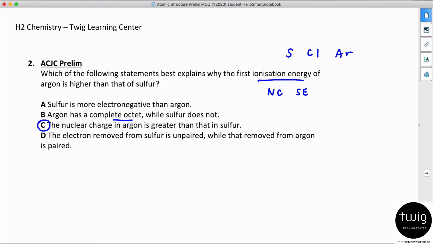As you go across the period, from sulfur to argon, the nuclear charge increases because there are more and more protons. Shielding effect is approximately constant, which means there's an increase in effective nuclear charge. The valence electrons are drawn more closely to the nucleus, and it requires more energy to remove the valence electron. That's why the first IE of argon is higher than that of sulfur. So the best answer is still C. All right, let's look at the third question.